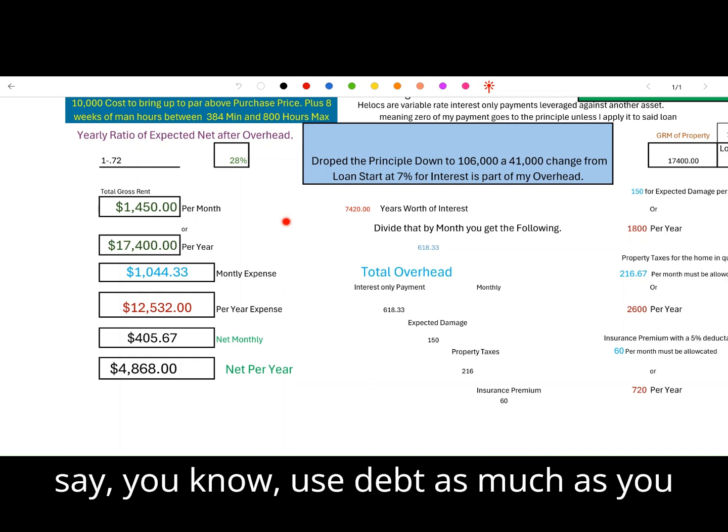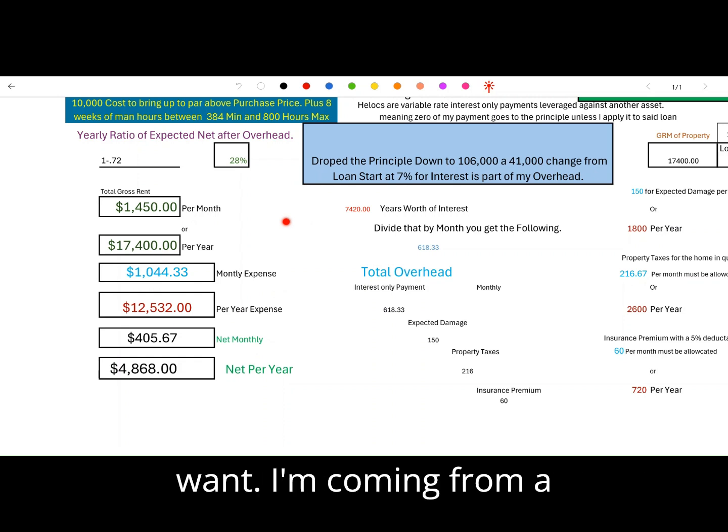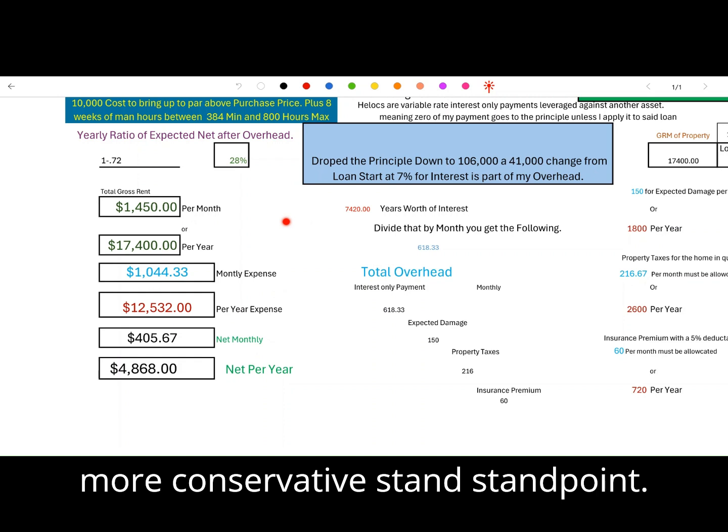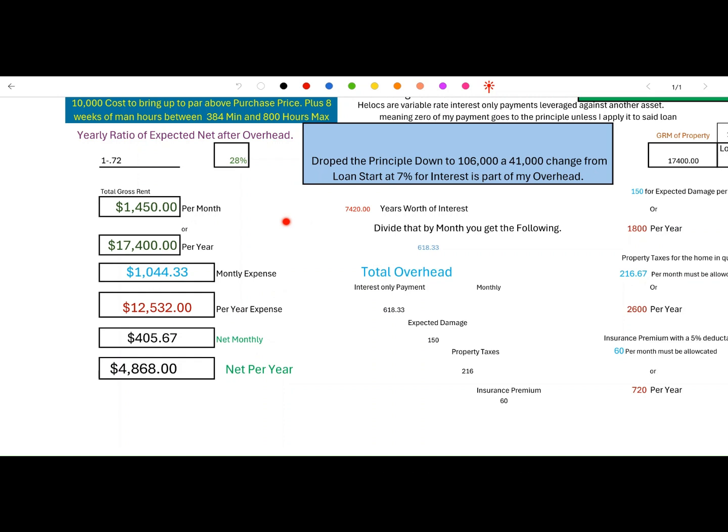You get to keep that once the property is paid for. I know a lot of people say, use debt as much as you want. I'm coming from a more conservative standpoint, you don't need 30 or 50 properties to be wealthy. You need 3. That's it. 3.